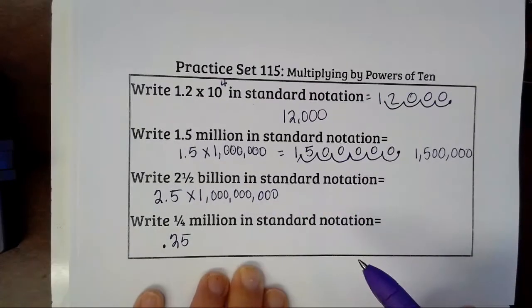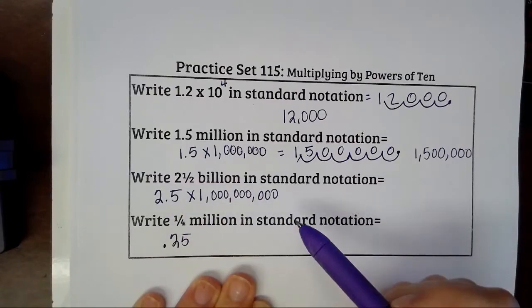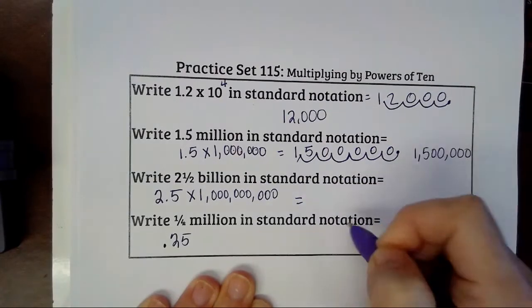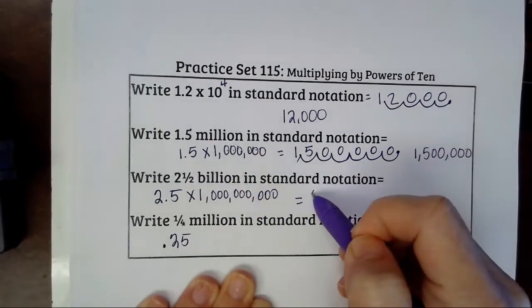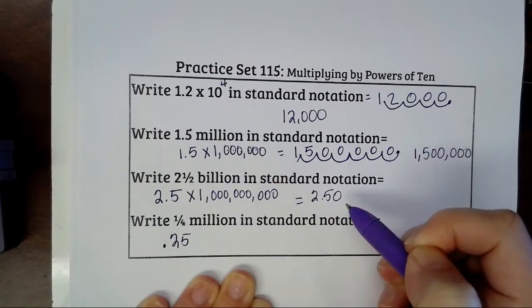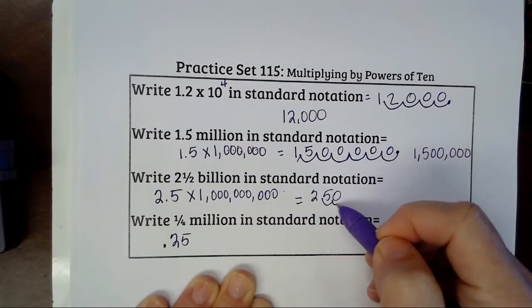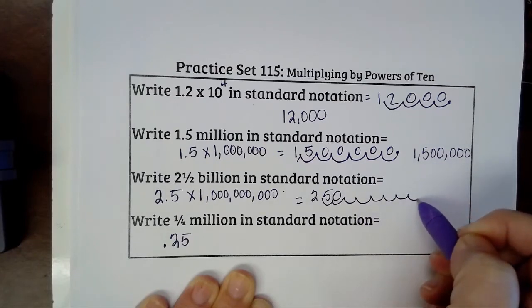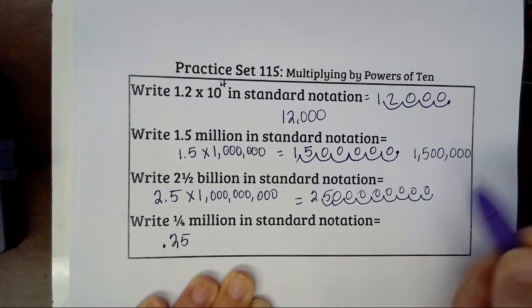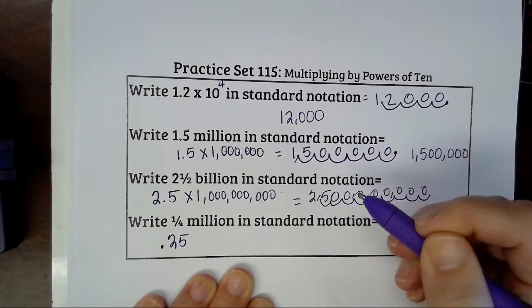We changed 2.5 billion into a decimal, 2.5, and then you multiply that by 1 billion. And that would give you, you're going to move your decimal over 1, 2, 3, 4, 5, 6, 7, 8, 9. Fill up our zeros. 1, 2, 3, comma, 1, 2, 3, comma, 2,500,000,000, something crazy like that.